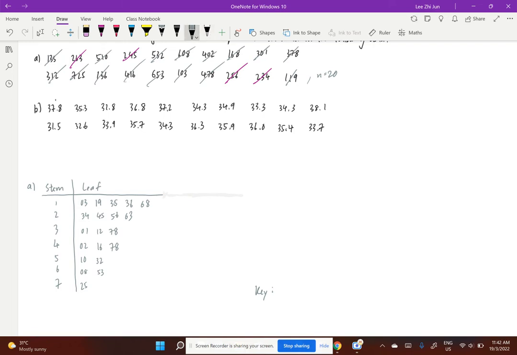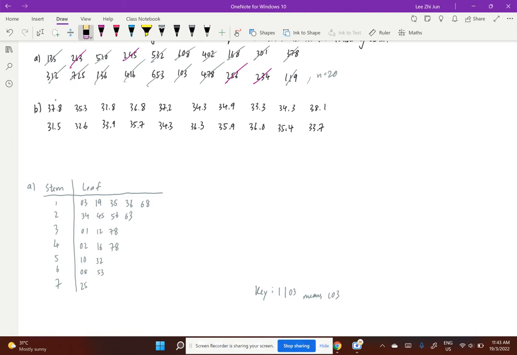So lastly, you write the key. If you just write like that, other people maybe won't know what this 103, 119 is, because it can be stated like 1.03 or 103. So you need to mention the key. For this case, the straight line 03 means 103. You take the minimum value as the key. So 103 is the minimum value, so I use it as the key.